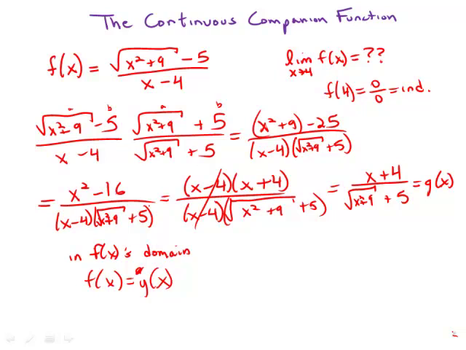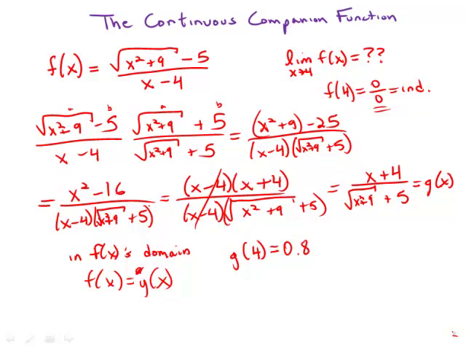f has one point that is not defined. It is the point x equals 4, f of 4, which of course equals the 0 over 0 thing. But with g of x, we can plug in x equals 4, because g has a domain of all real numbers. And in fact, when we plug in 4, what we get is 8 over 10, or 0.8. So g is the continuous companion function. It is continuous at the place where f has a 0 over 0 value.